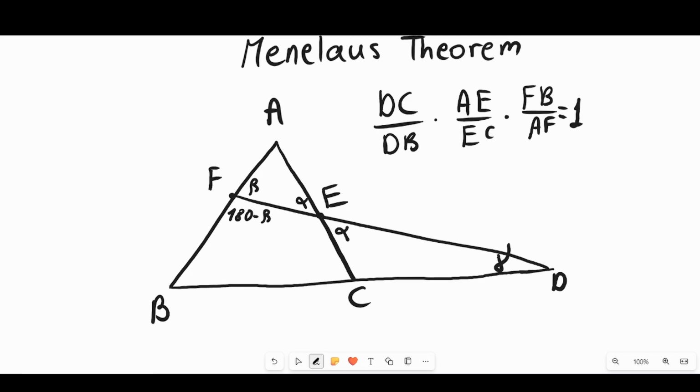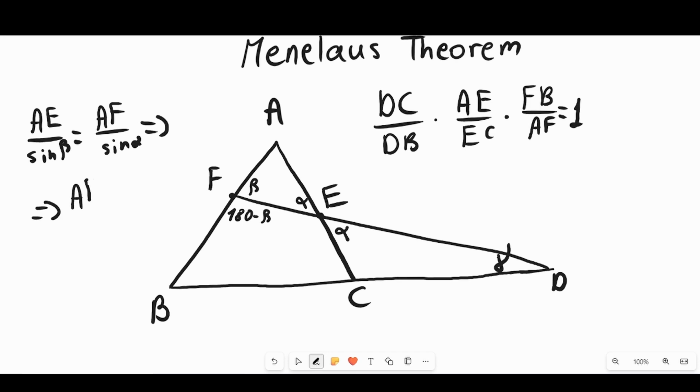If we write the law of sines in triangle AFE, AE over sine of beta equals AF over sine of alpha. So we can conclude from here that AE over AF equals sine of beta over sine of alpha.